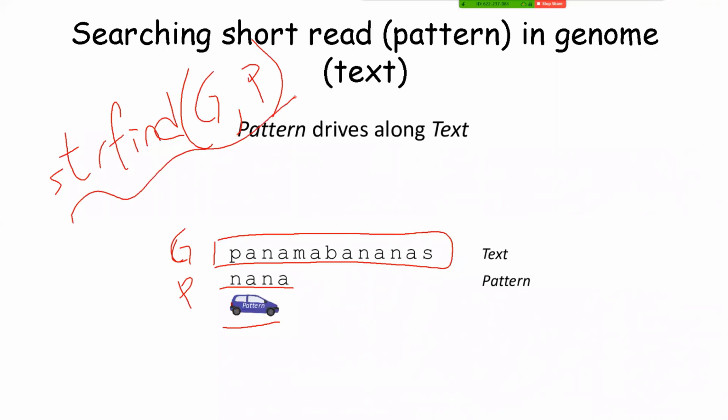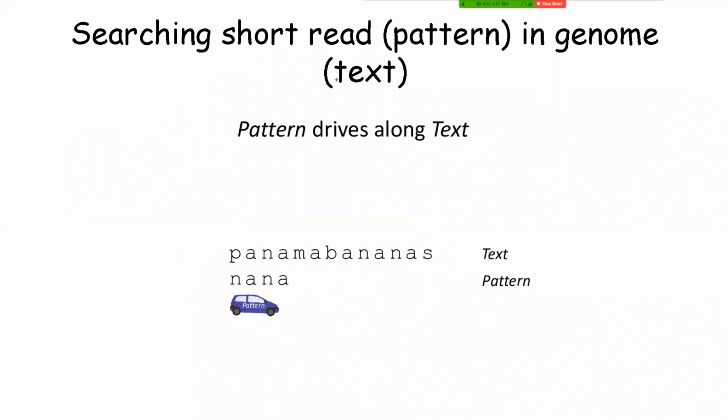What strfind will do is it will take this pattern or short read, and in a for loop, it will ask, does it start in the first position of the genome? No, it doesn't, because there's a mismatch in N. And then it will ask, does it start at the second position? No, it doesn't, because N doesn't match with A. And then it will ask, does it start in the third position? This part is good, this part is good, this part is not.